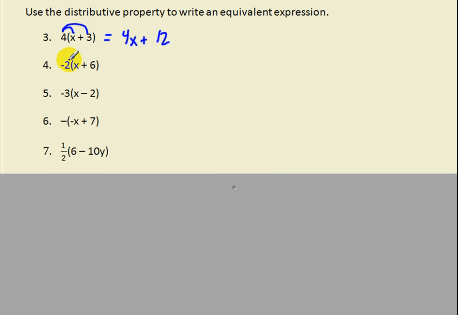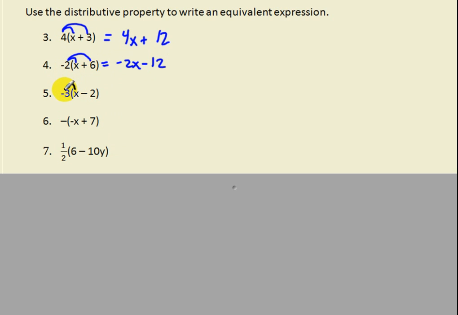Okay, negative 2x and then negative 2 times a positive 6 will give us negative 2x, and then negative 2 times 12 is negative 12, so negative 2x minus 12.